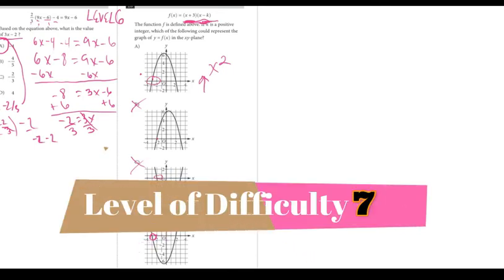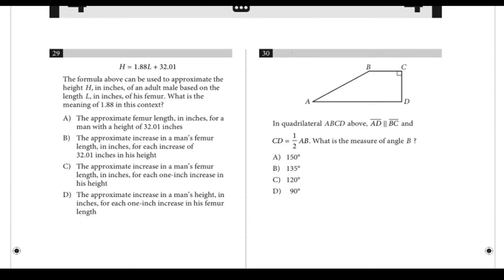Let's go to number 29. Number 29. The formula above can be used to approximate the height h in inches of an adult male based on the length L in inches of his femur. What is the meaning of 1.88 in this context? Looking at the answer choices, answer choice A, the approximate femur length in inches for a man with a height of 32.01 inches. Well, that makes no sense.